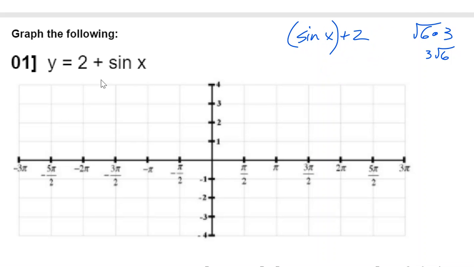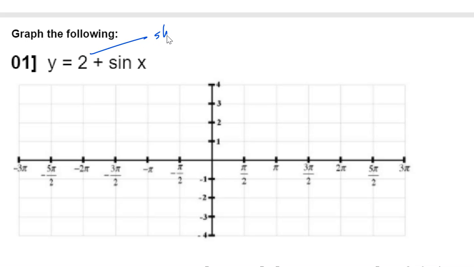You don't know, but when the 2 is in front, that's no longer an issue. It's really like saying sine of x and then plus 2. This plus 2 is all about the shift up 2. Now, nothing else is changing, so our amplitude is going to be 1, and our period is going to be 2 pi.